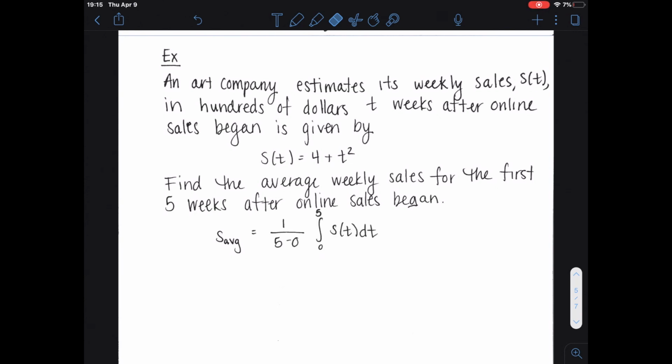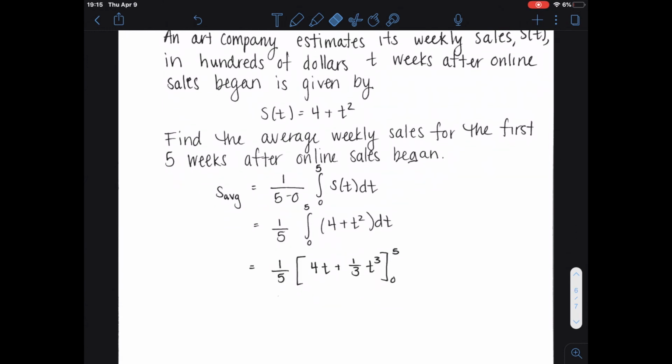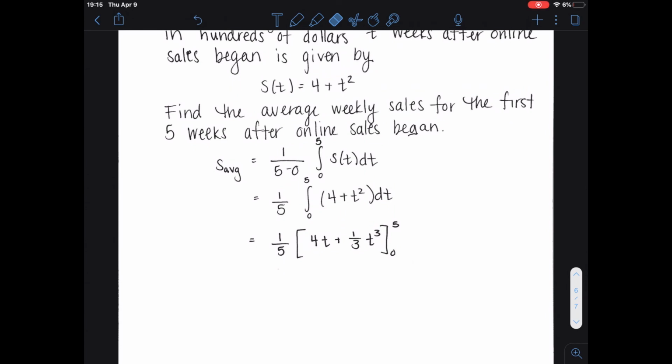And I want to see what my total accumulation from sales has been, so we integrate from 0 to 5. So that's just 1/5, and we'll plug in what our sales function is. Finding an antiderivative. Antiderivative of 4 is 4t. For t squared, you increase the power to 3, divide by 3, and then we evaluate from 0 to 5.